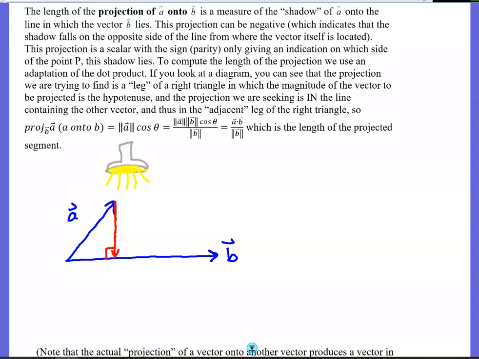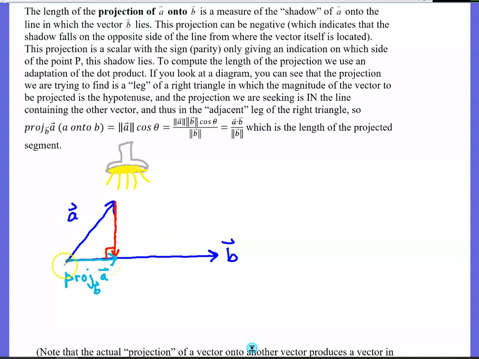Now the actual shadow would be this teal vector right here. So this right here is the projection of A onto B. Now look at the way I wrote that. The projection of A onto B, you have this subscript of B. That's the one you're projecting onto. This is the one that's projecting. So this teal part, this shadow, is the projection.